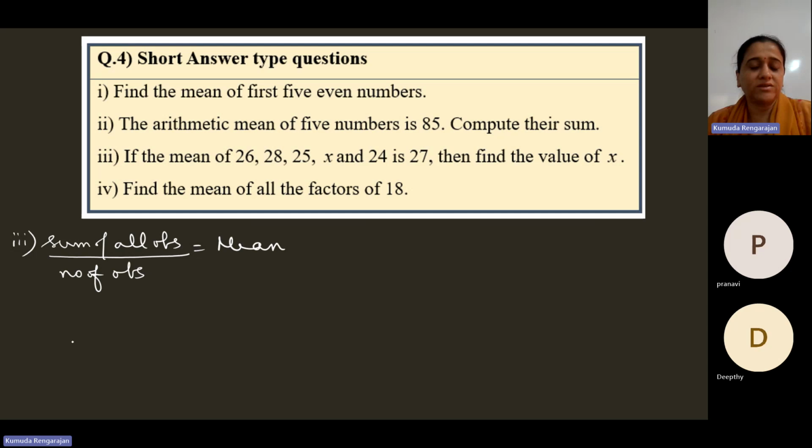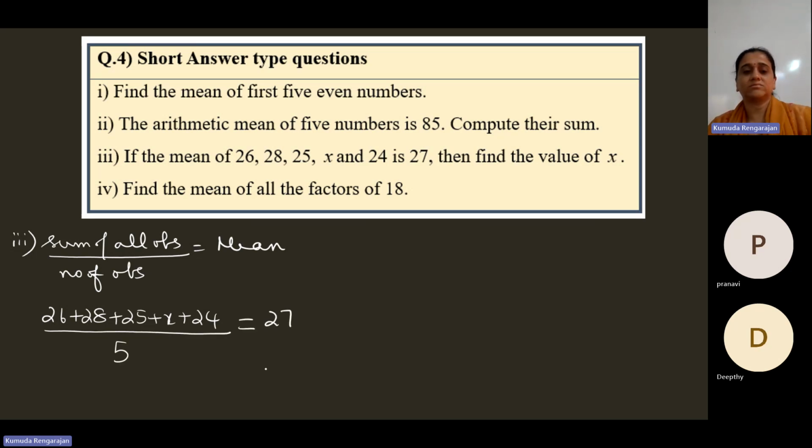Now, how do you write the sum of all the observations? 26 plus 28 plus 25 plus x plus 24. 27 is not an observation. That's the mean. Divided by how many observations? 5 is equal to 27. Now cross multiply.